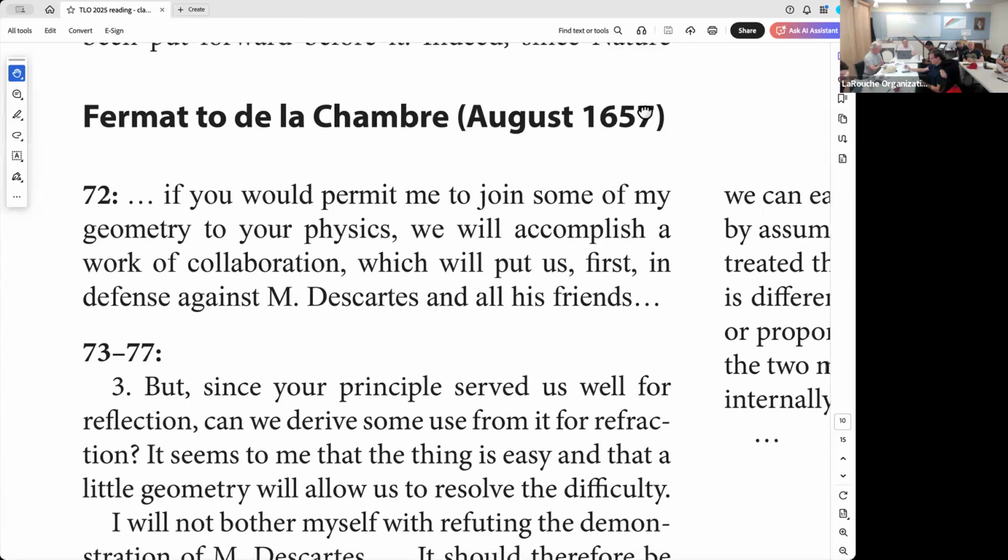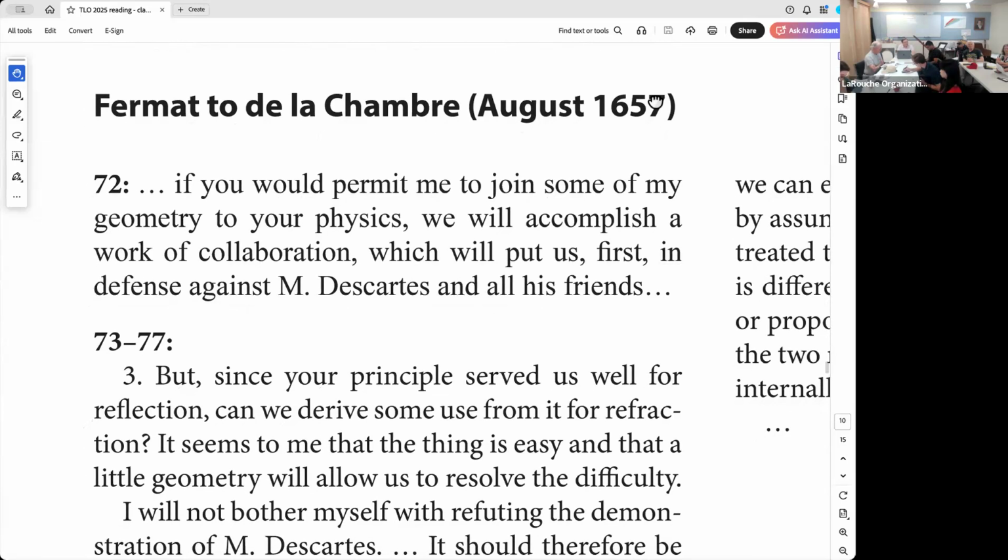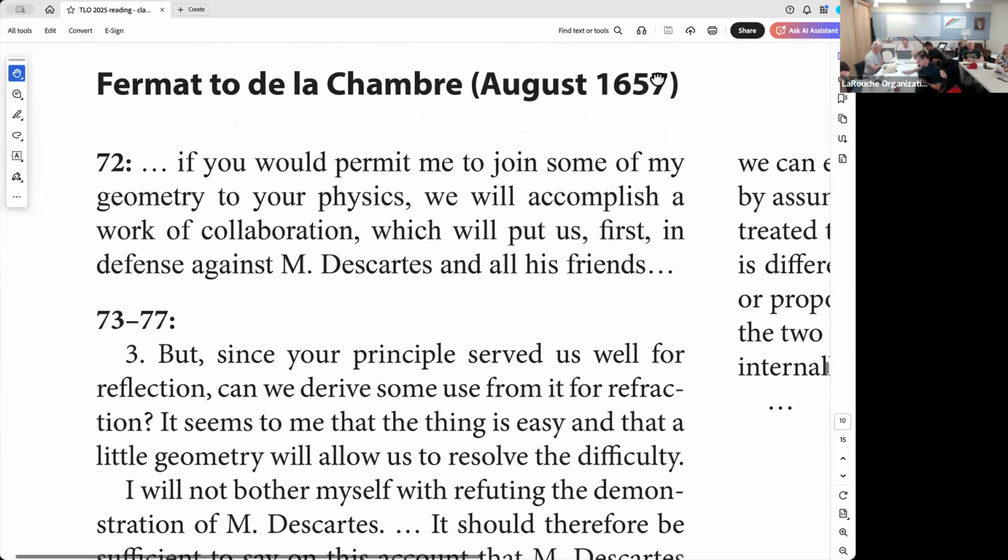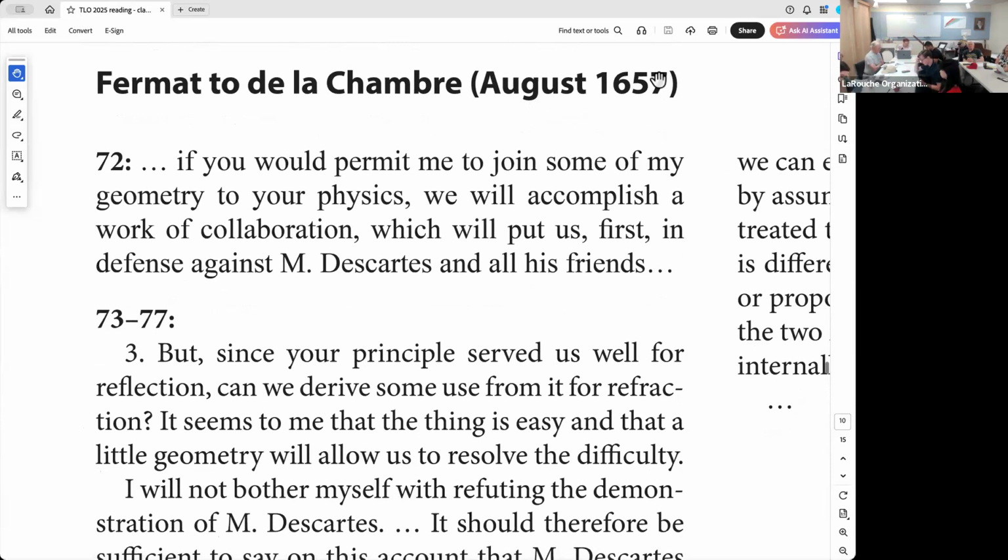Let's read Fermat's response to this book from de la Chambre that he received. So someone in the room, please. Fermat passage on page 10. I'll read it. Thank you.